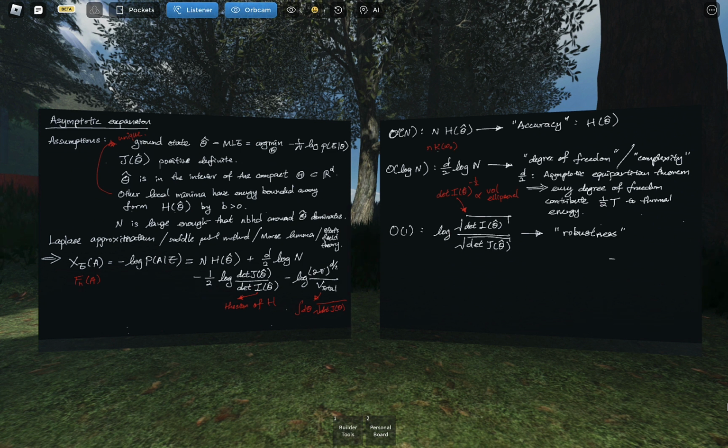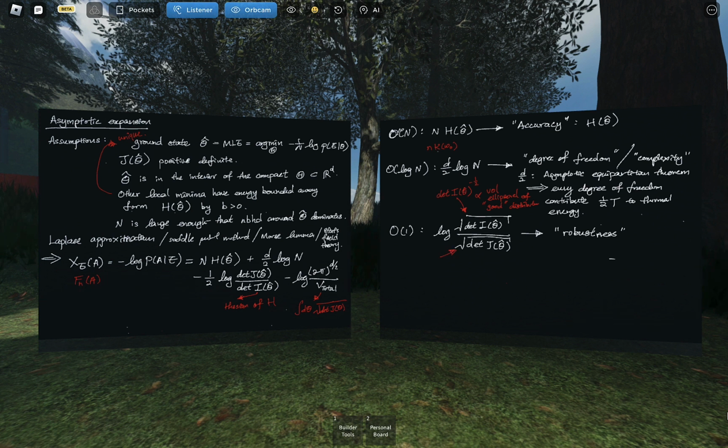So the volume of the ellipsoid containing good distributions. By good distributions, we are in the neighborhood of the MLE here. We are in the neighborhood of the ground state. So I'm looking at an ellipsoid around that, and everything contained within that ellipsoid is close to the ground state. So those are good hypotheses to model the data, right?